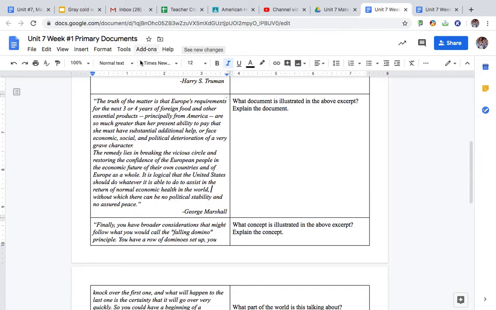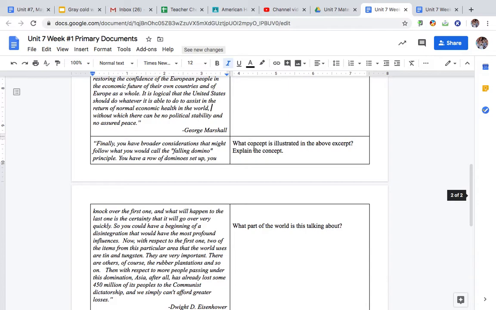The truth of the matter is that Europe's requirements for the next 3 or 4 years of foreign food and other essential products, principally from America, are so much greater than her present ability to pay that she must have substantial additional help or face economic, social, and political deterioration of a very grave character. The remedy lies in breaking the vicious cycle and restoring the confidence of the European people in the economic future of their own countries and of Europe as a whole. It is logical that the United States should do whatever it is able to do to assist in the return of a normal economic health in the world, without which there can be no political stability and no assured peace.